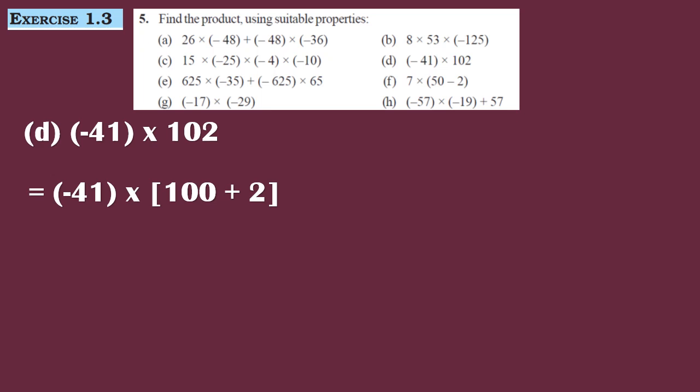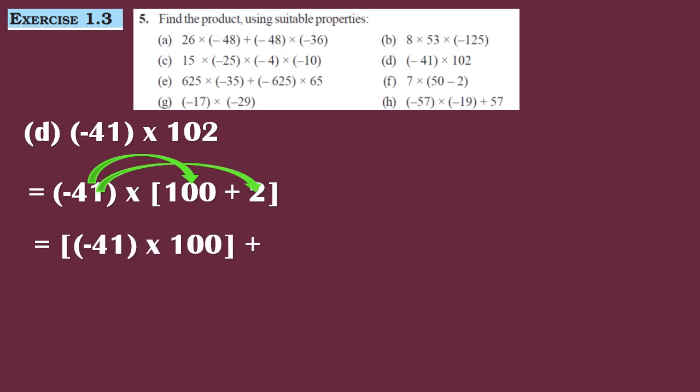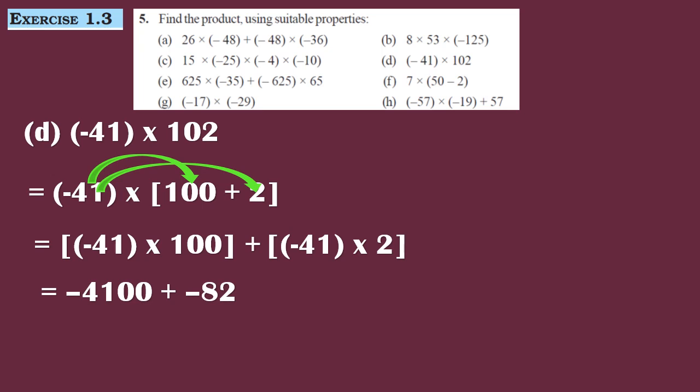Now this is of the format A into B plus C is equal to A into B plus A into C, is it? So minus 41 into 100 plus minus 41 into 2. So minus 41 into 100, negative into positive, negative, minus 4100, plus minus 41 into 2, again negative into positive, negative, minus 82. So minus 4100 plus minus 82, both are negative. So you just have to add and put the negative sign. So negative 4182.